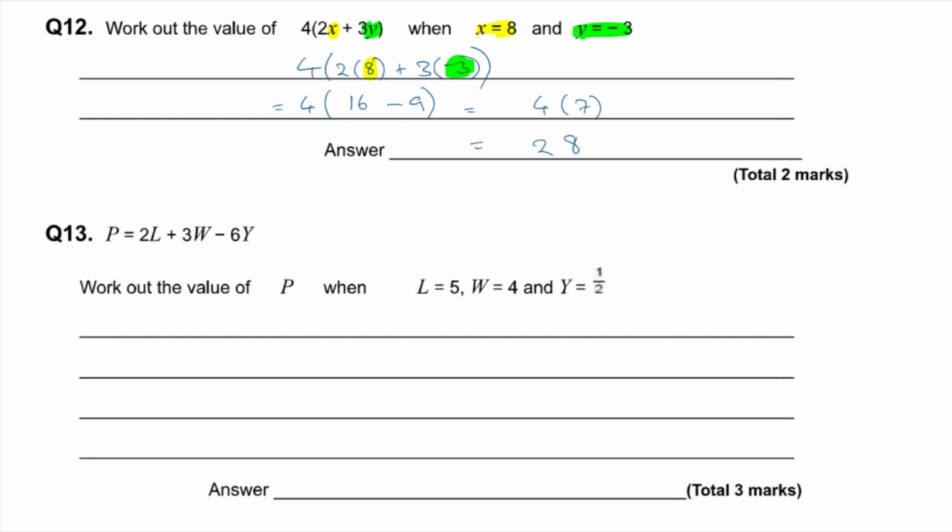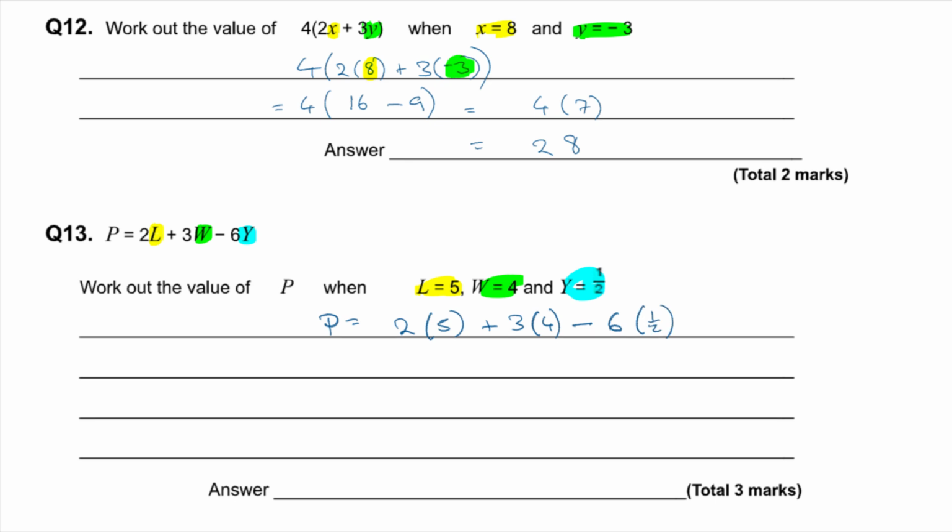Question 13, p is equal to 2l plus 3w minus 6y. Work out the value of p when l is 5, w is 4, and y is a half. Okay, so we've got 3 things to plug in this time. L is 5 is going here, W being 4 is going here, and Y being a half is going in here. Okay, so my expression for P is equal to 2 lots of L, 2 lots of 5, plus 3 lots of W, that's 3 lots of 4, minus 6 lots of Y, which is 6 lots of a half.